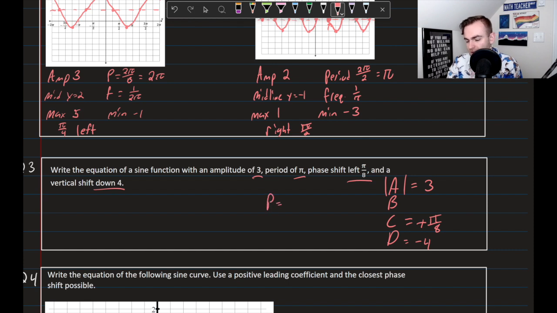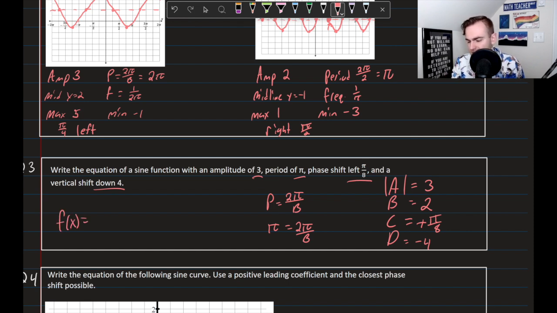So we know that the period is equal to 2 pi over b. The period is pi, so pi is equal to 2 pi divided by b. Pretty easy solving. You should figure out that b is equal to 2. And for our intents and purposes, it doesn't really matter. You could make the a positive or negative 3. It doesn't matter. I'm going to make it positive, just being nice to myself.